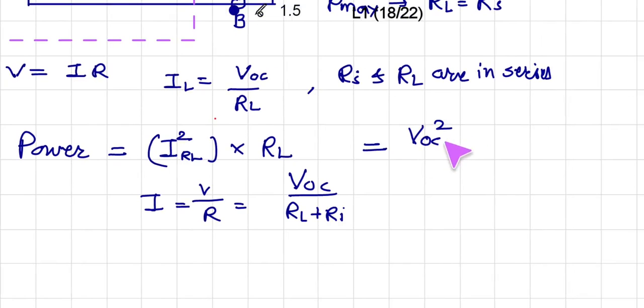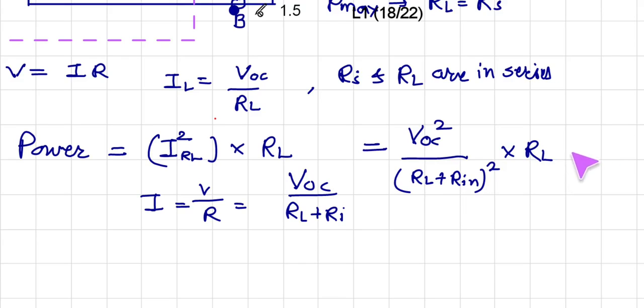VOC square divided by (RL plus Rin) square into the load resistance RL. So this is equation 1, in which we saw power is equal to VOC square divided by (RL plus Rin) square into RL. From this it is clear that power is equal to I square RL.